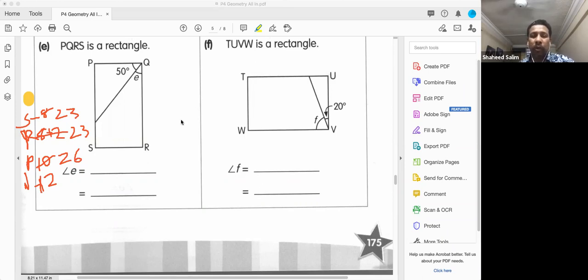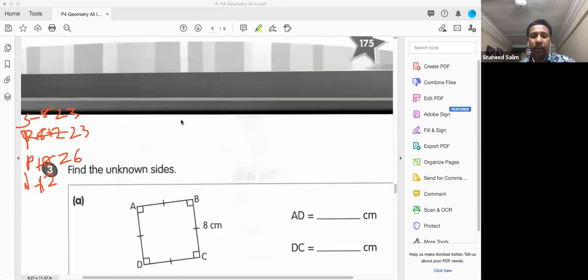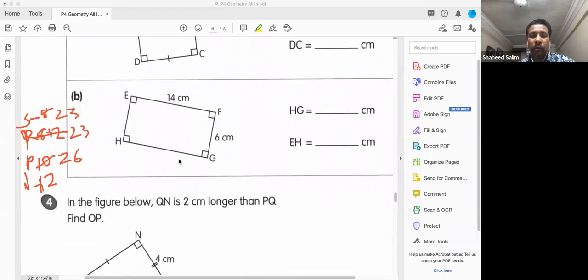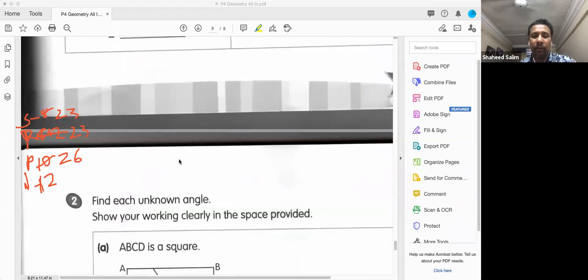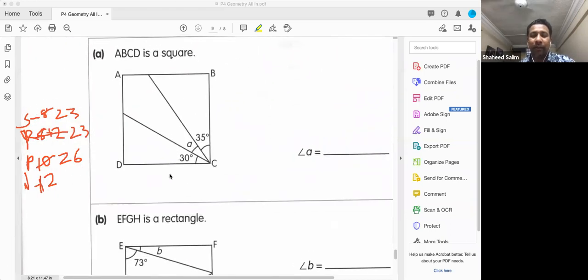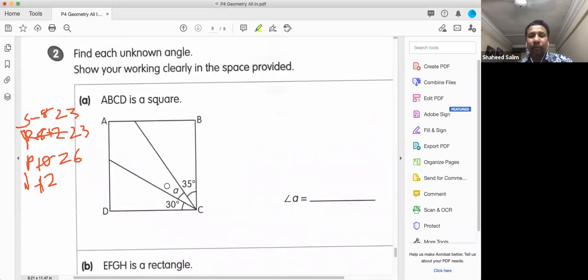We are going to move on now. The next one. Okay, wait. This one you know already. This one you know. This one same thing. Down here. Good. This first one, 5 points for anyone who can get A. 5 points.